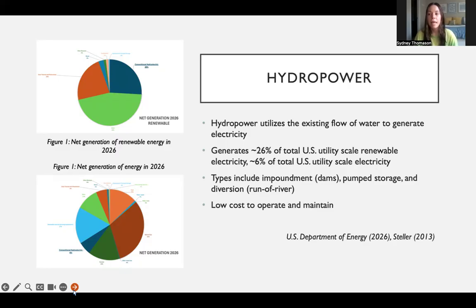In 2026, hydropower generated approximately 26% of the total U.S. utility scale renewable electricity and approximately 6% of the total U.S. utility scale electricity. Hydropower plants are relatively low cost when it comes to construction, operation, and maintenance. Most hydropower plant costs are site specific, and so cities and states are able to better control the cost.